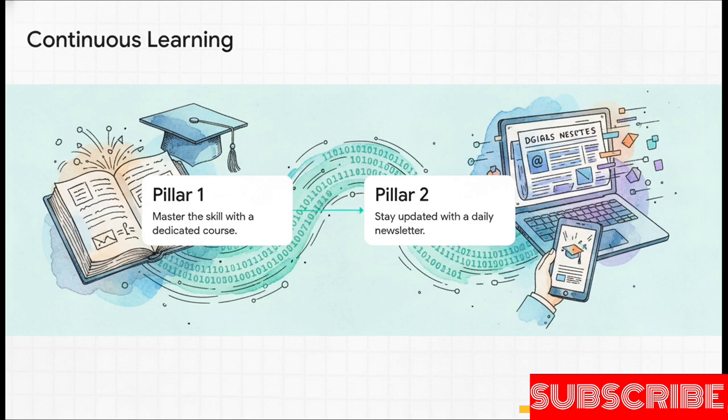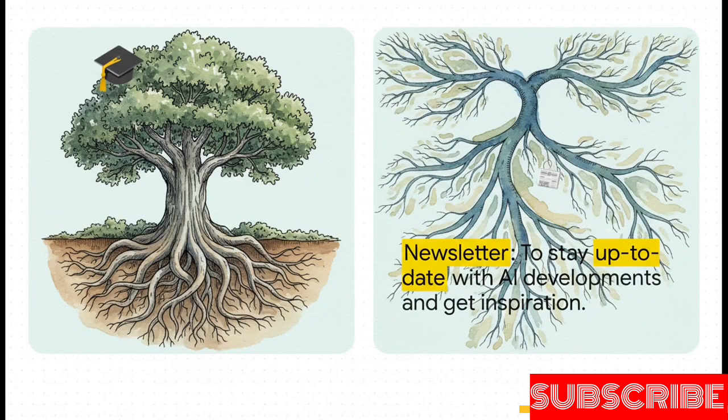Now, the other half of being an advanced user is all about future-proofing your skills. And this really comes down to two pillars. First, you need a dedicated course to build a really deep, solid foundation. And second, you need a daily newsletter to stay on top of just how fast this AI world is changing. And it's important to understand that these two pillars do very different jobs.